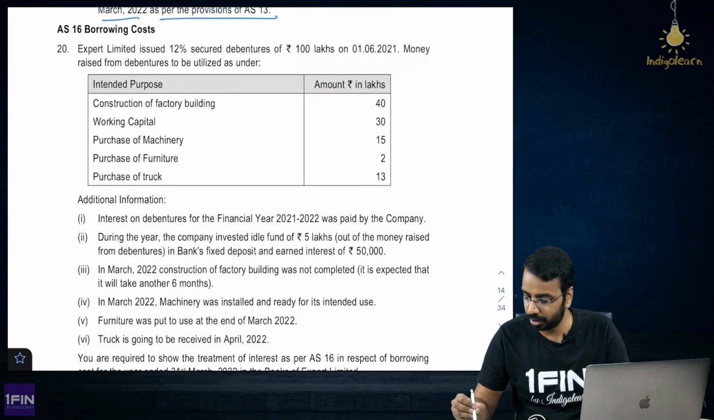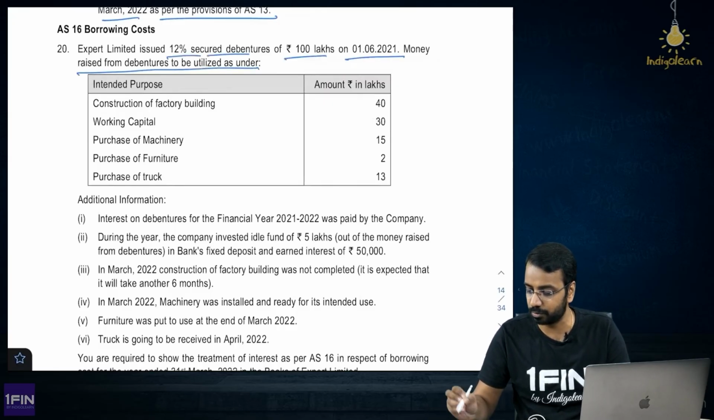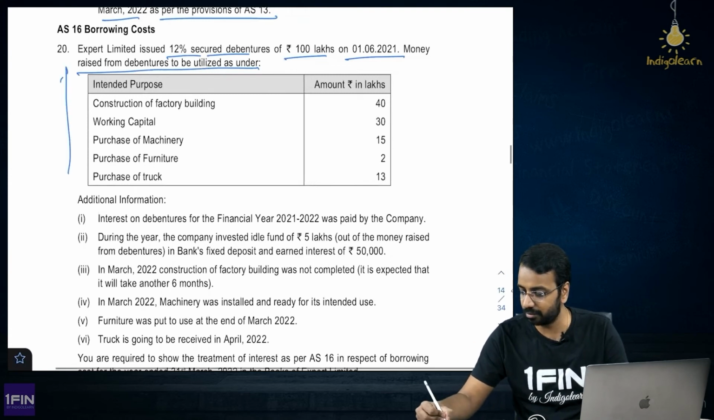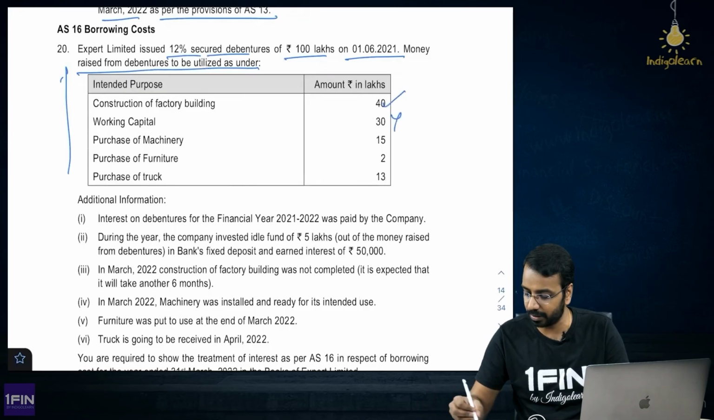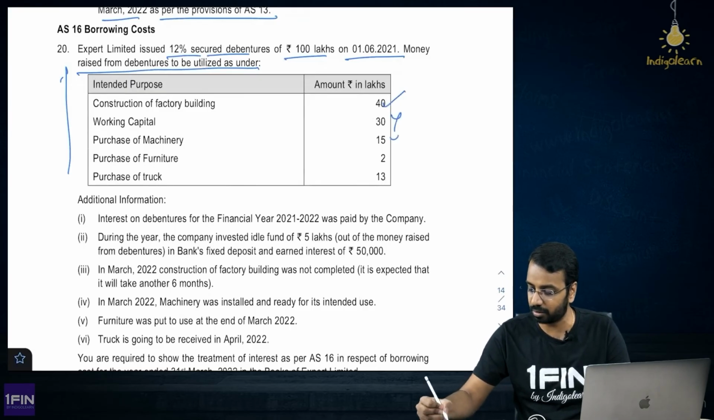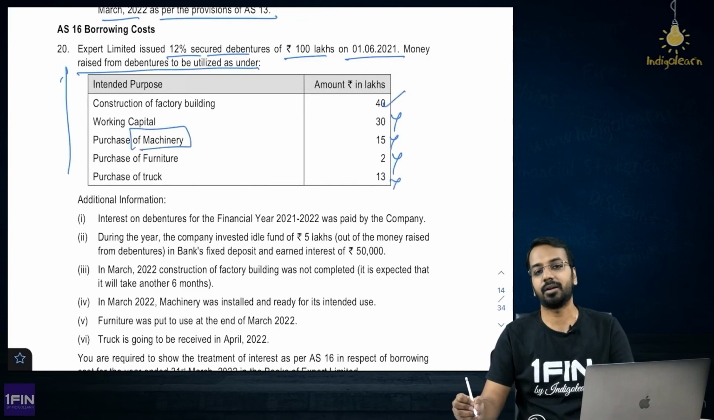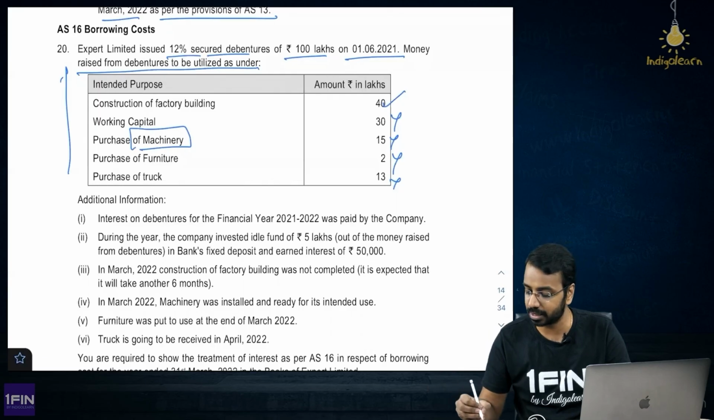Expert Limited issued 12% secured debentures of 100 lakhs on 1st of June. Money raised from the debentures to be utilized as below. Common standard question. Construction of factory building, qualifying asset. Working capital, not a qualifying asset. Purchase of machinery, if it is ready, not a qualifying asset. Furniture, not a qualifying asset. Truck, not a qualifying asset. If you assume this machinery will take substantial period of time to get completed, then it becomes a qualifying asset.